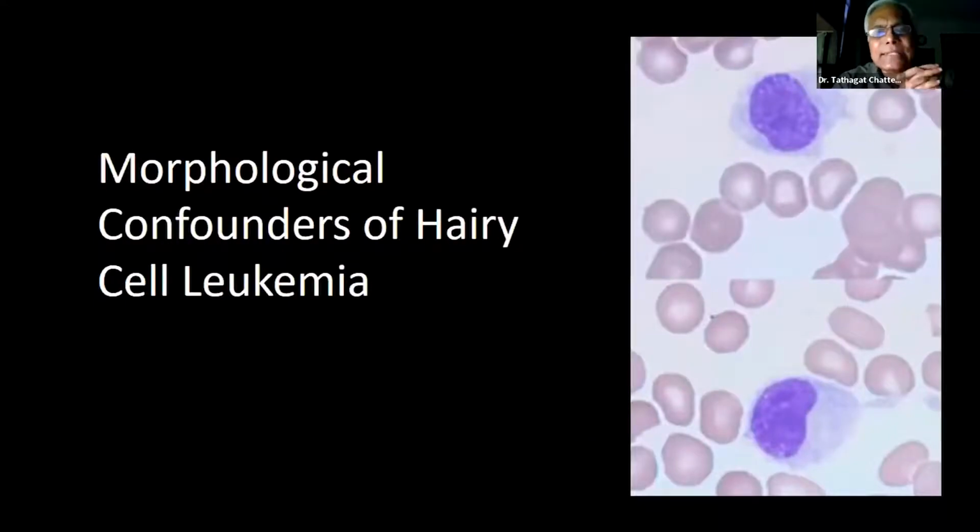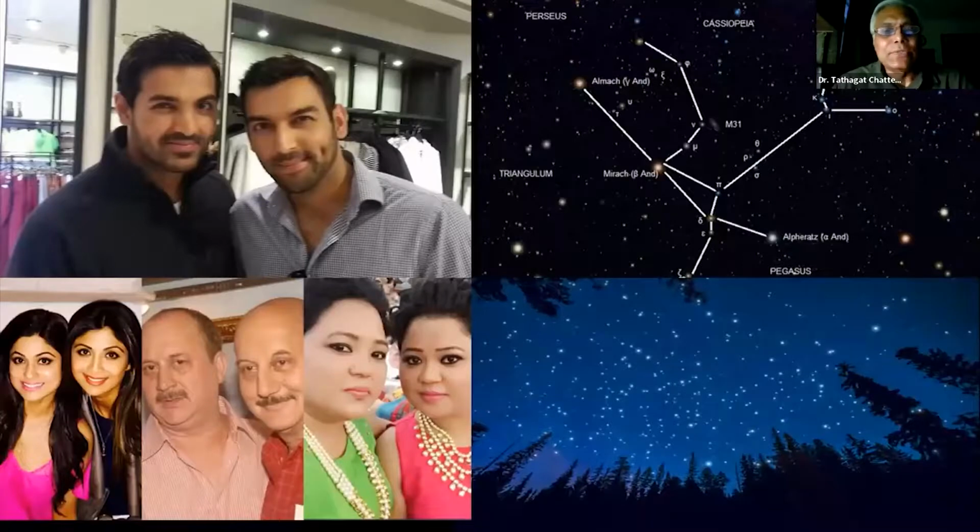So keeping the index hairy cell leukemia in mind, I'll be discussing some of the morphological confounders of hairy cell leukemia, a case-based approach to make the subject more interesting. And as you hear about the cases, you will come to know how to differentiate between various CLPDs and what are the morphological confounders. So when we see this cartoon, morphological confounders are everywhere.